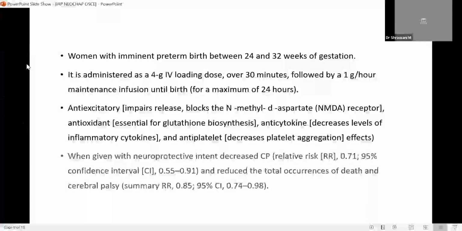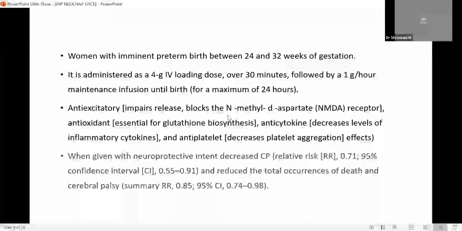So, women at risk for preterm birth between 24 and 32 weeks of gestation. It is administered as a 4 gram IV loading dose over 30 minutes, followed by a 1 gram per hour maintenance infusion until birth or for a maximum of 24 hours. The mechanism of action is that it blocks the NMDA receptors.